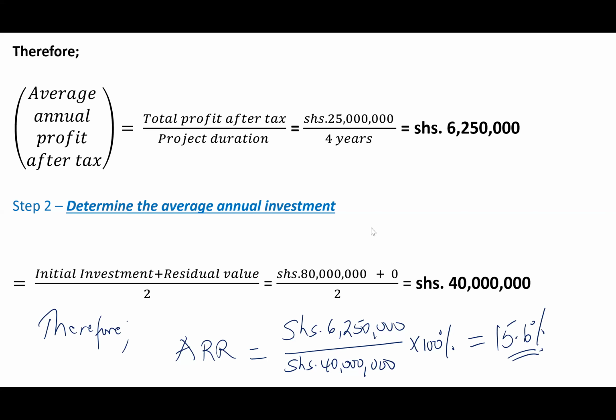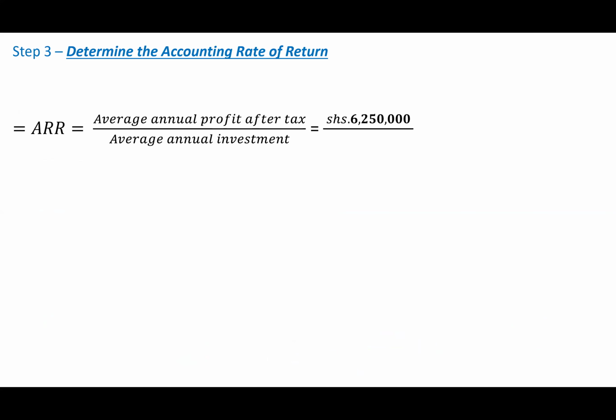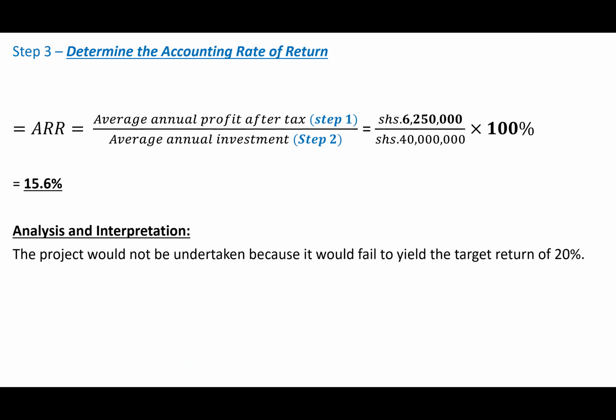So we conclude here by determining the accounting rate of return, which you have done. Our analysis is that the project would not be undertaken because it would fail to yield the target return of 20%. Basically, the accounting rate of return is a signal of how much return the project will give. So if you have a target of 20 and it's giving you 15, then it means you're not going to meet the target. All right. That is your accounting rate of return.